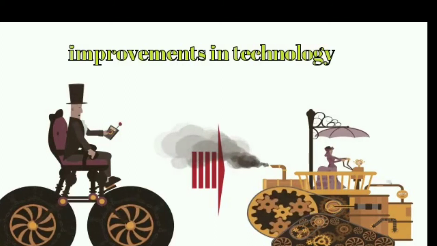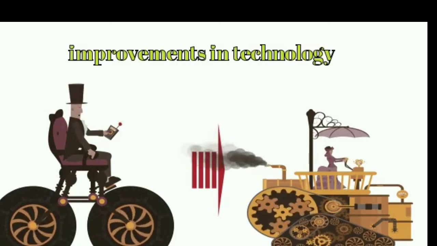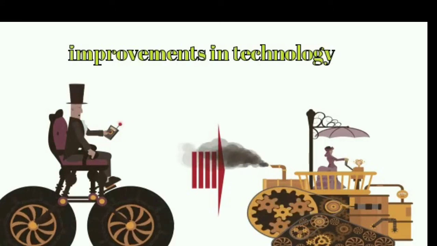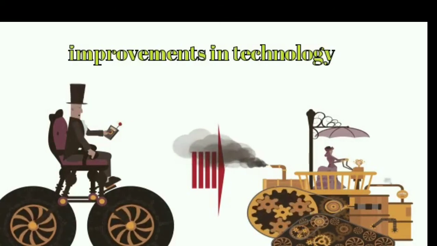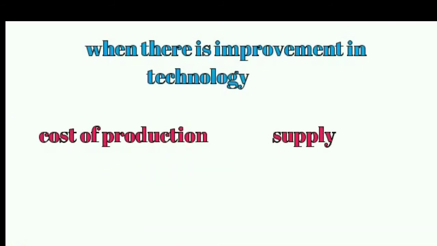So when there is an improvement in technology, we'll be able to supply more because our technology is improving, which makes our work easier, and so we'll be able to produce more in less time, right? So when there is an improvement in technology, our cost of production will decrease and our supply will increase. This therefore will change the supply curve towards the right.